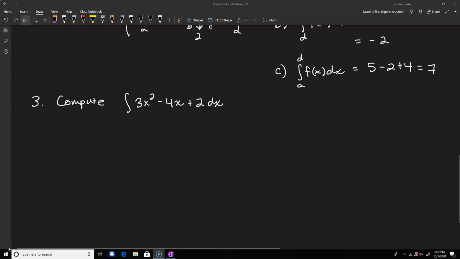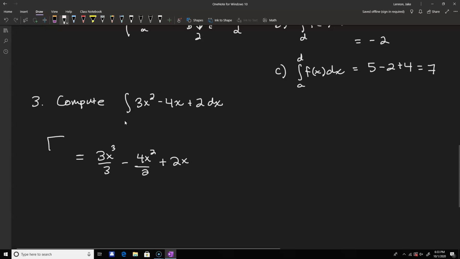So this is just a polynomial, and remember, for a polynomial, all we have to do is add 1 to the power of x and then divide by that number. Unless it's a constant. If it's a constant, like the plus 2, we just stick an x onto it. So this is just going to be 3x to the third, and then we divide by that 3. Sorry, that's a minus, not a plus. And then minus 4x squared, and then we're going to divide by a 2. And then, as I said before, the 2 becomes a 2x.